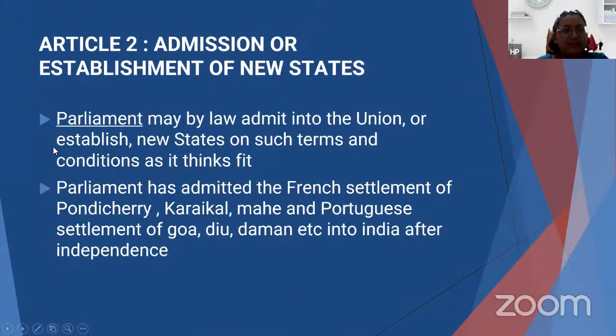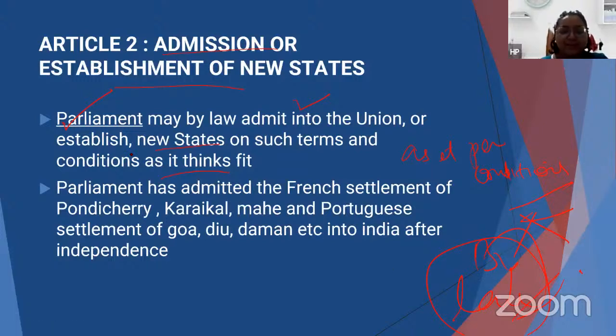Next comes Article number 2. It states the establishment of new states and admission of new states. So we know that Parliament by law can admit into the Union any state, and apart from that, establish new states, on the conditions that it seems fit. As per what? As per the conditions. And by what process? By law. Parliament can admit any state or establish new states.